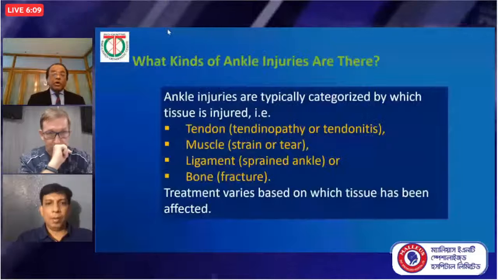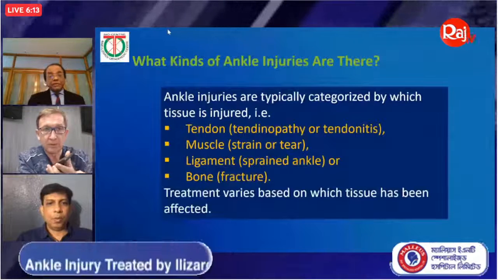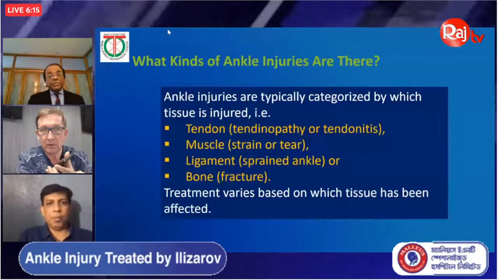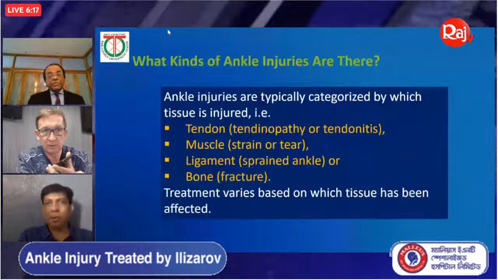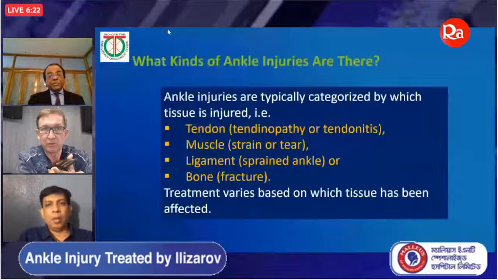Affected, you call it tendinopathy or tendonitis. Muscle, you will get the strain or tear, and ligaments, of course, the sprained ankle, or you will find the fracture of the bones. And treatment always varies, depends on which tissue has been affected. And these are the total bones.